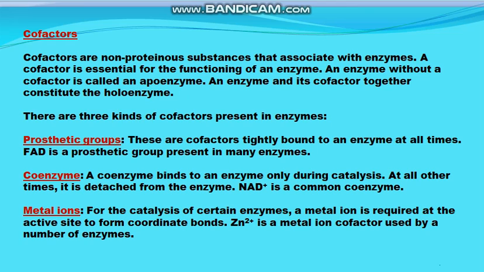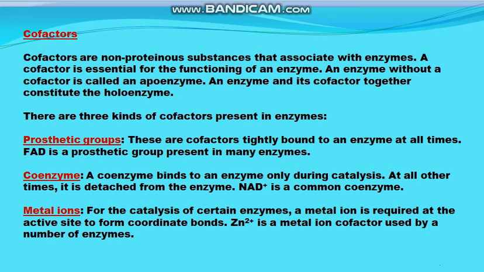Now the next concept is of cofactors. Cofactors are non-proteinous substances which are associated with the enzymes. As you know that enzymes are basically proteinaceous in nature, and they have a certain non-proteinous part, and that non-proteinous part is known as the cofactor. Cofactor is essential for the functioning of an enzyme, and an enzyme without a cofactor is known as apoenzyme. An enzyme and cofactor together constitute the holoenzyme. It means cofactor plus apoenzyme form the holoenzyme.